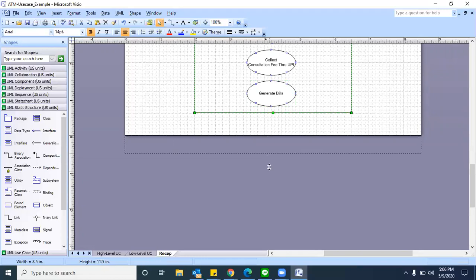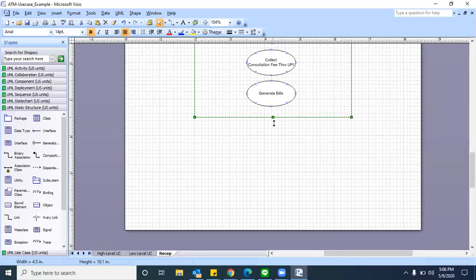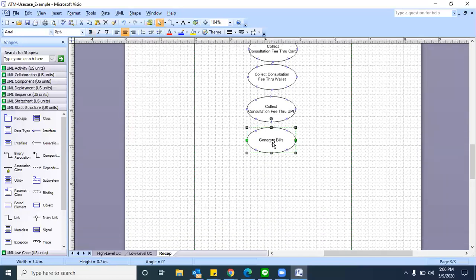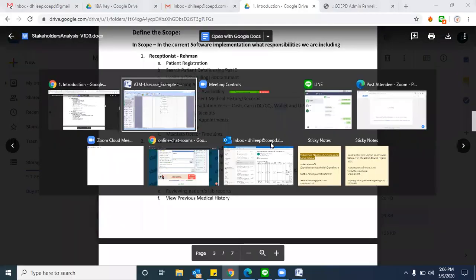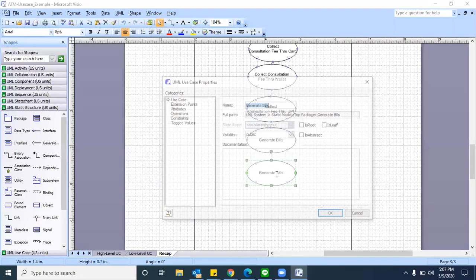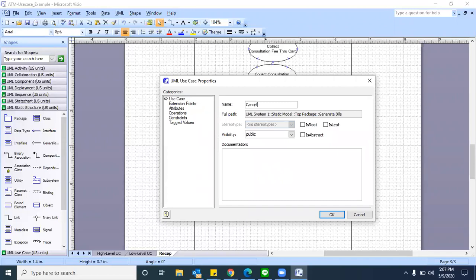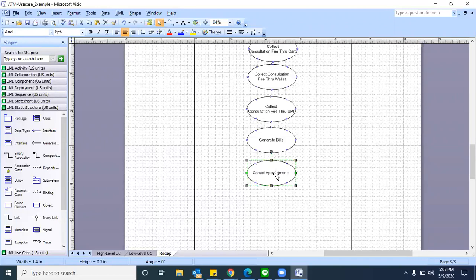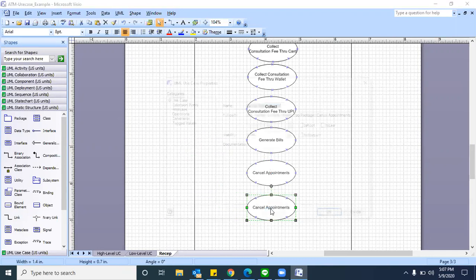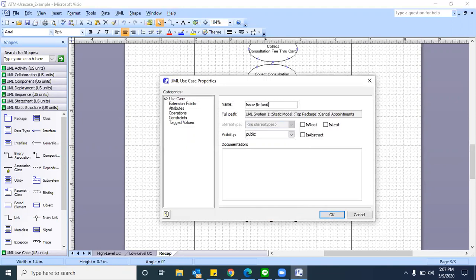See here, we can expand the page by clicking control, and extending below. Exactly. Okay, sir. And now after generating bills, what is the next one? Cancel appointments. Correct. Cancel appointments. Next, issuing refund. Yes. Issue refunds. Next.